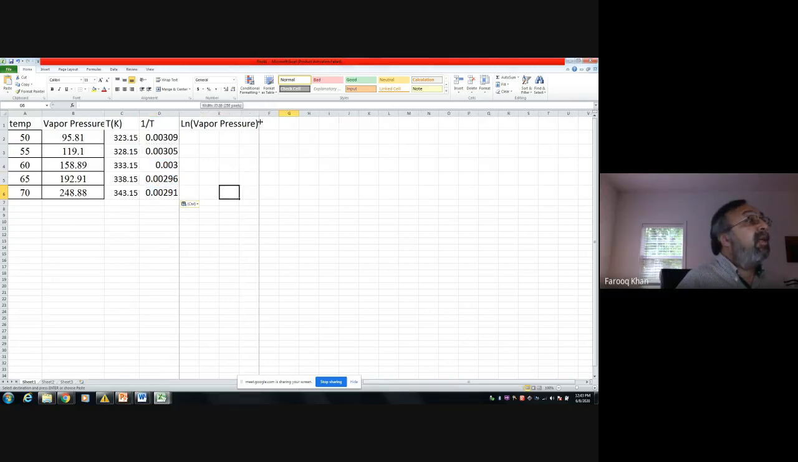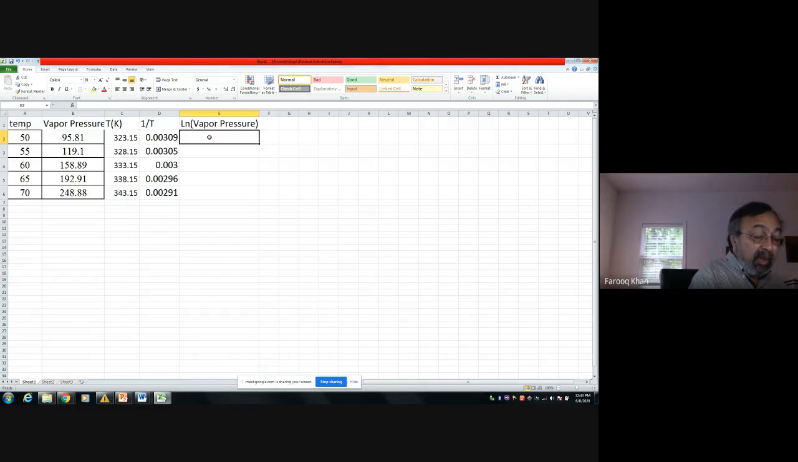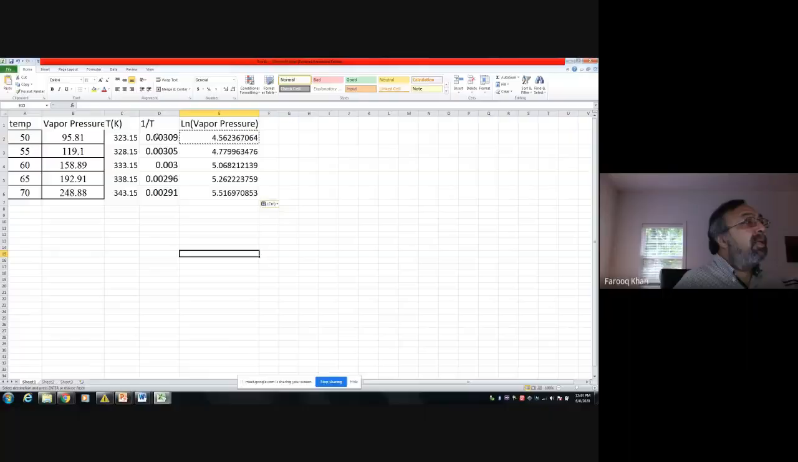And finally, I need my natural log of the vapor pressure. So type in ln, open parentheses, highlight the cell which has the vapor pressure, close parentheses, hit enter, copy the formula and paste it. And now you have these two columns which we are interested in.